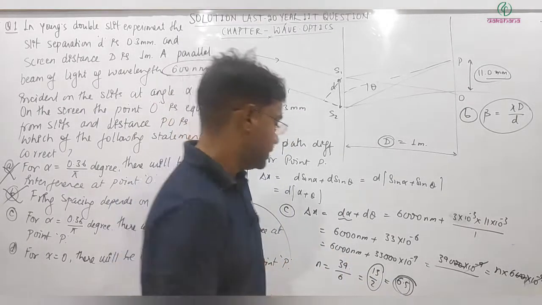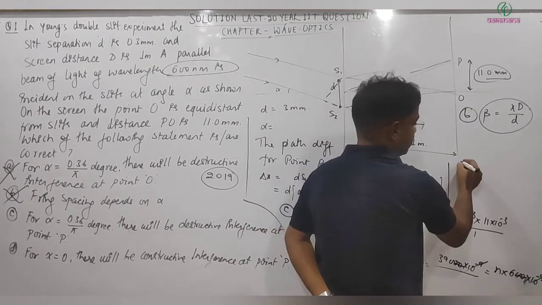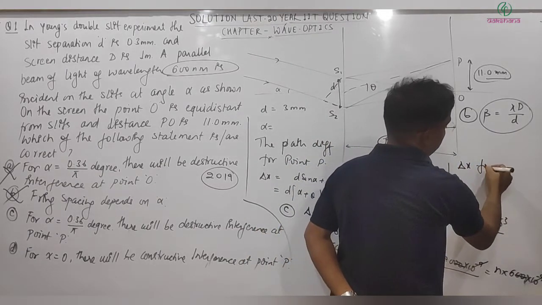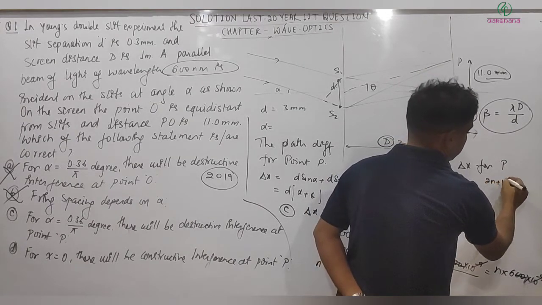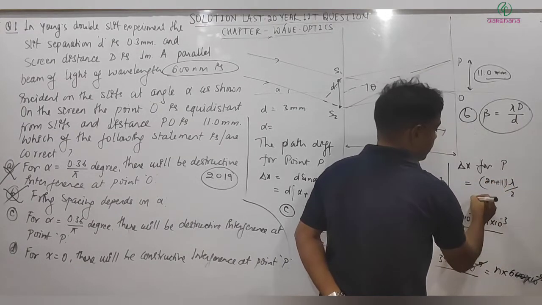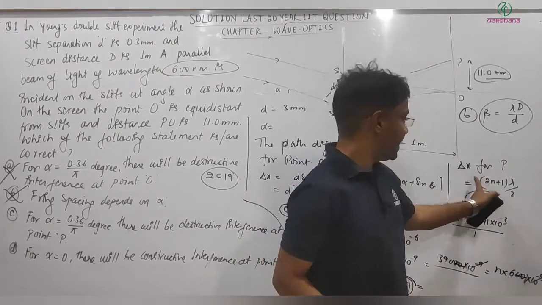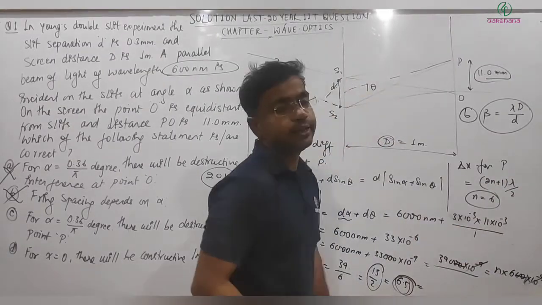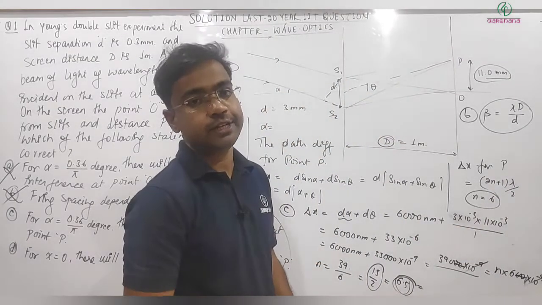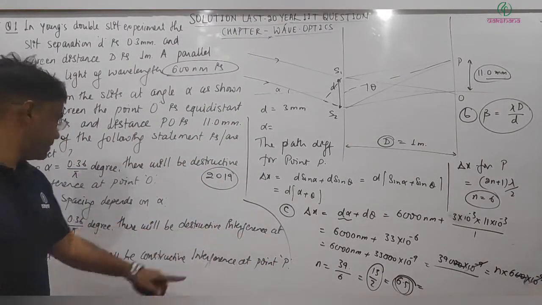I hope you are getting this. It can be expressed as: the path difference delta x for P is equal to how much? You can write (2n+1) into lambda by 2, where n is equal to 6, right? And when delta x is an odd multiple of lambda by 2, there must be perfectly destructive interference. So it's saying for alpha equal to this degree, there will be destructive interference at point P.